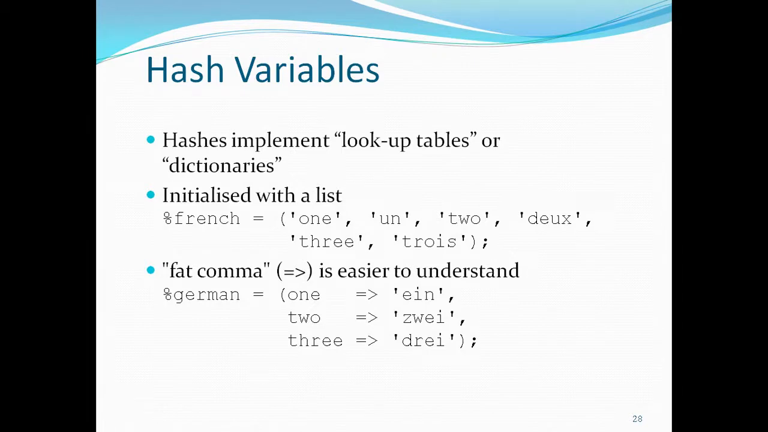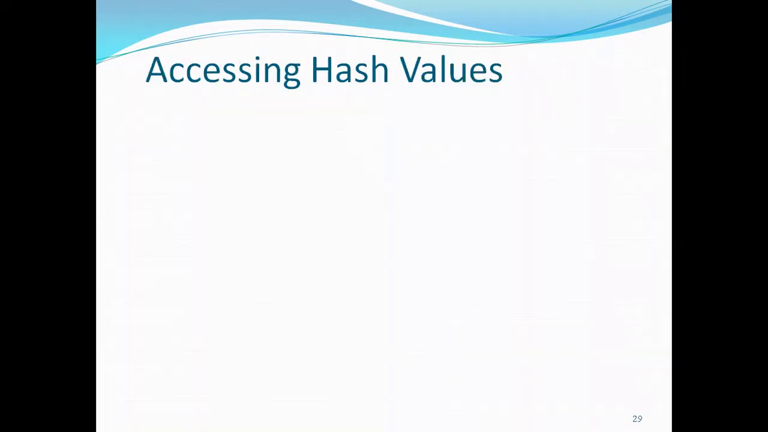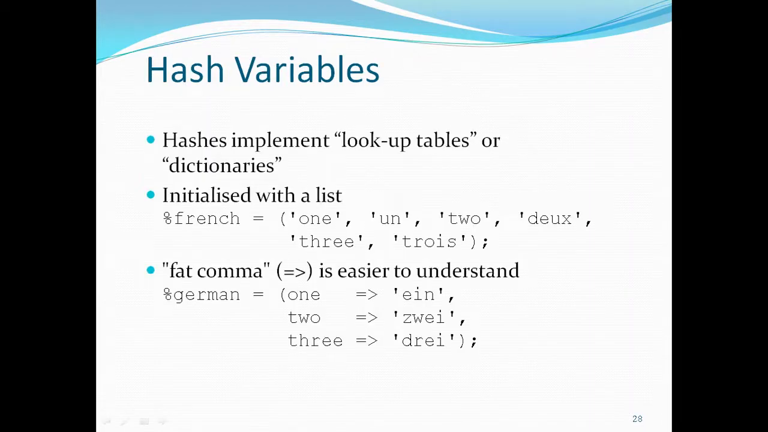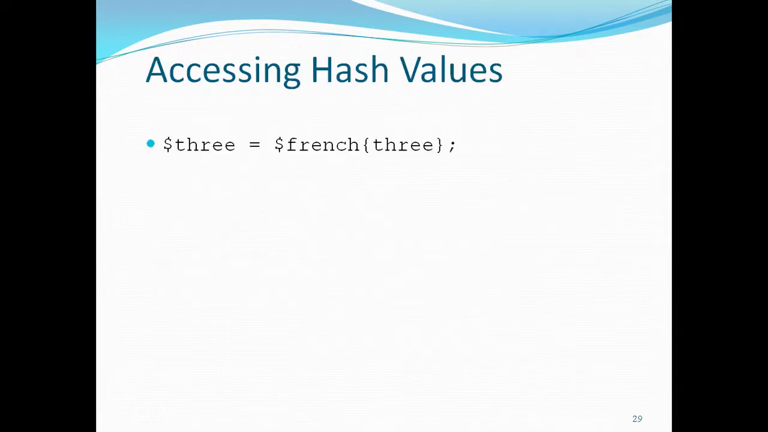Now the next question is, how do we print the value and how do we display, right? How do we access the hash values? Now you can see here I wanted to know what 3 is called in French. First you declare some variable and access 3. You just need to know the key and the hash variable, then you can directly get it printed. So that will print a particular thing.